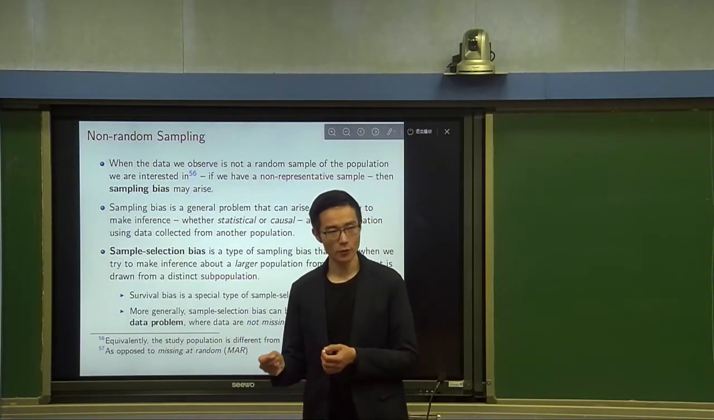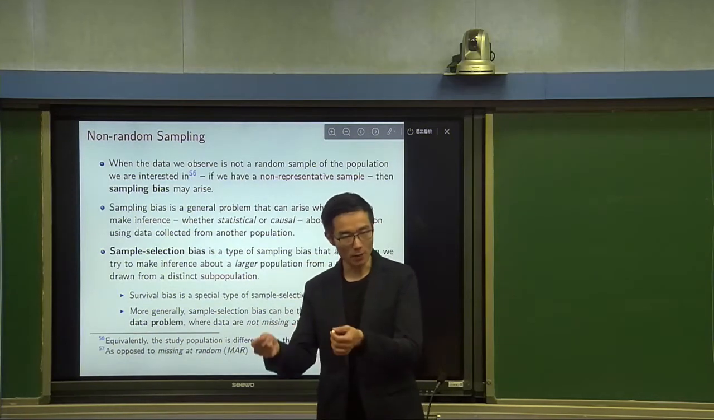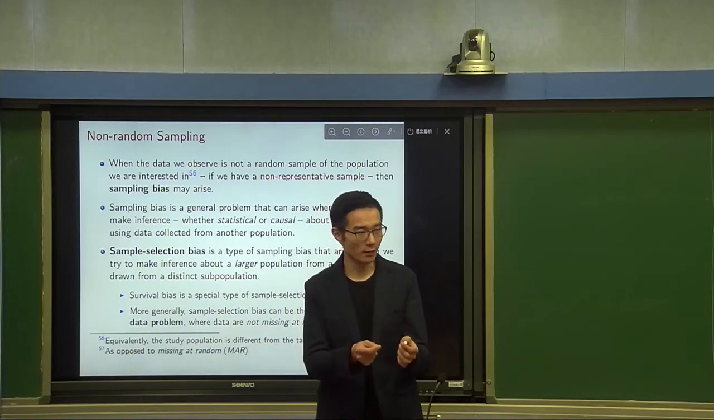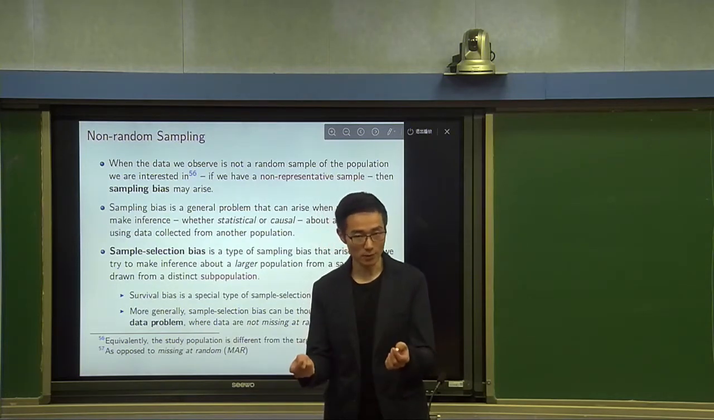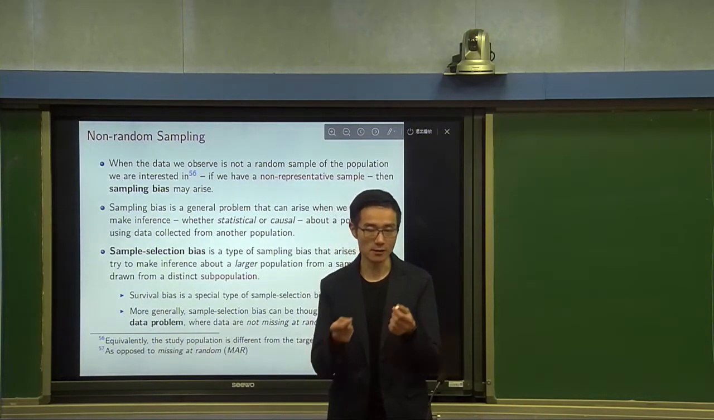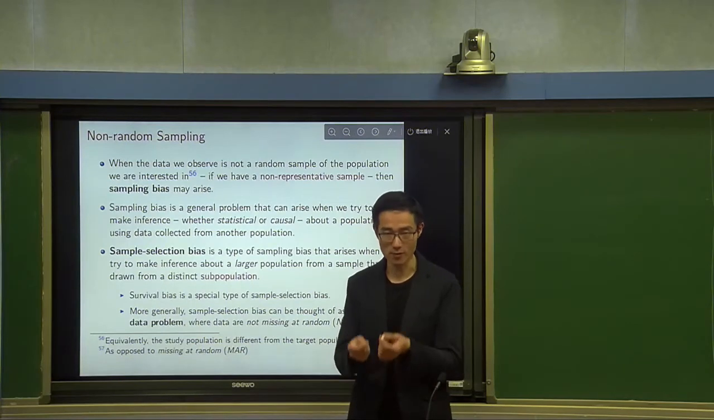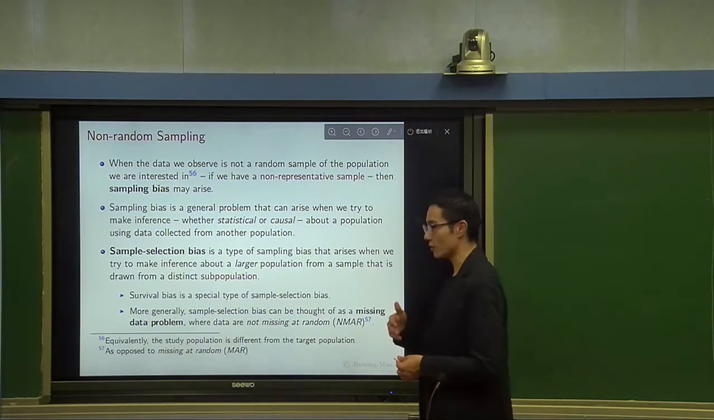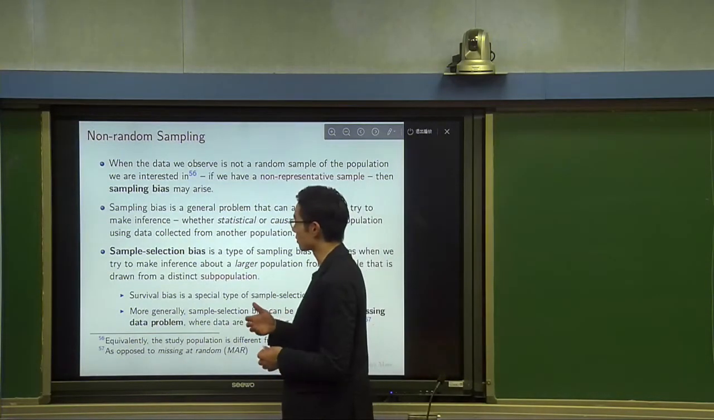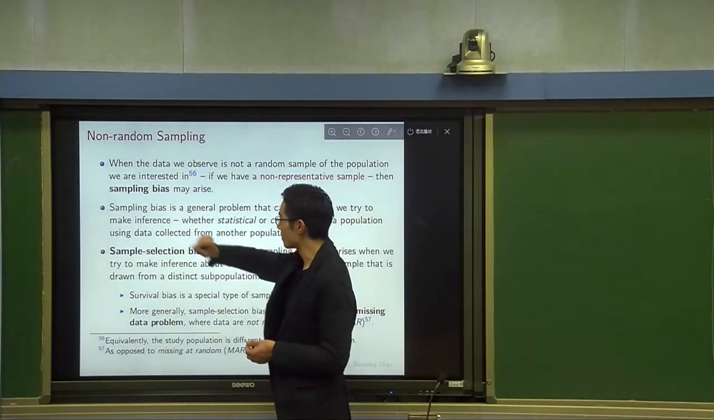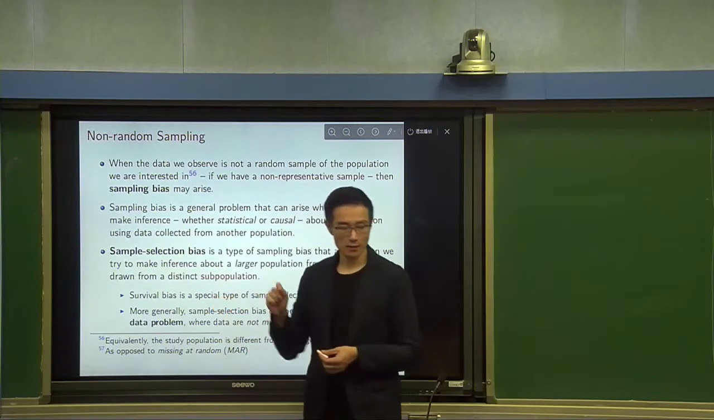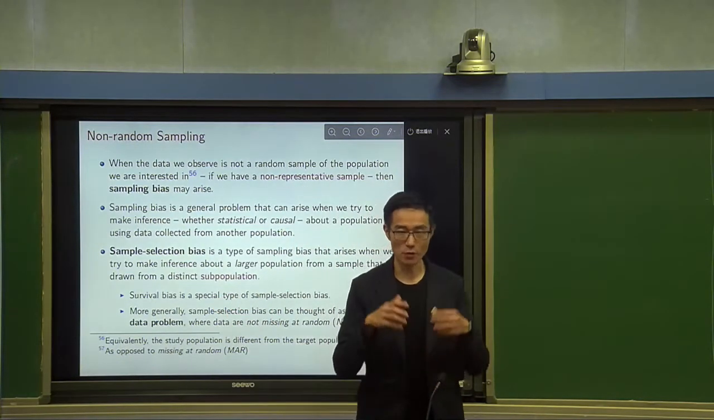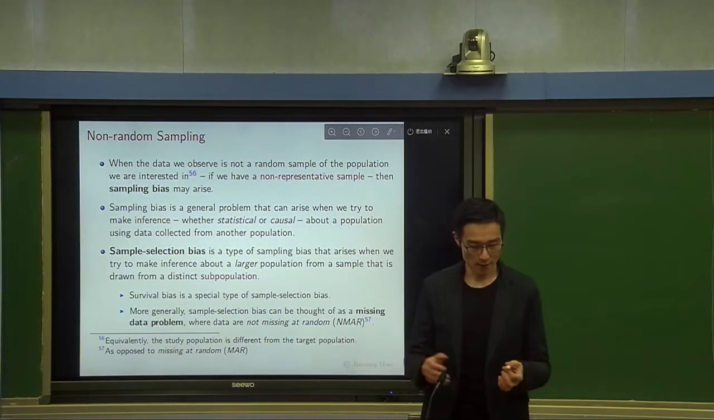If you do statistical learning, if you want to learn the pattern in the target population, but you only see data from a study population that is different, then you're in trouble, right? So sampling bias exists in statistical learning and in causal inference. It's not a causal inference only thing. And one of the important subsets, one of the important sampling biases, is called sample selection bias. A sample selection bias is a special type of sampling bias.